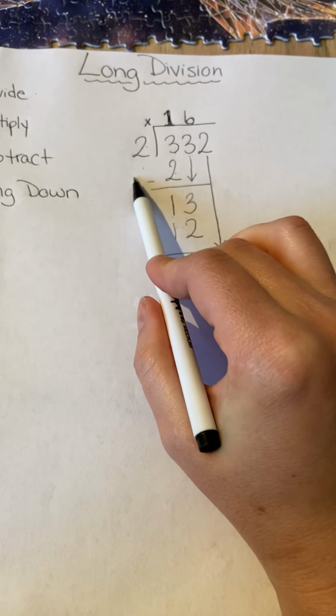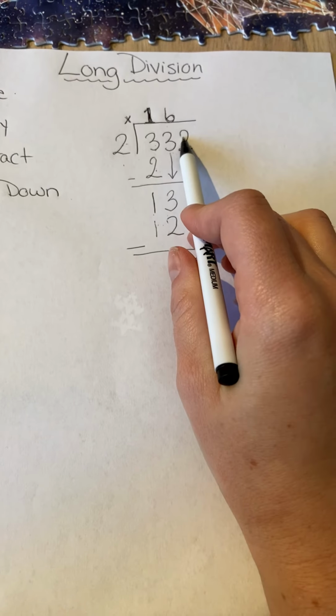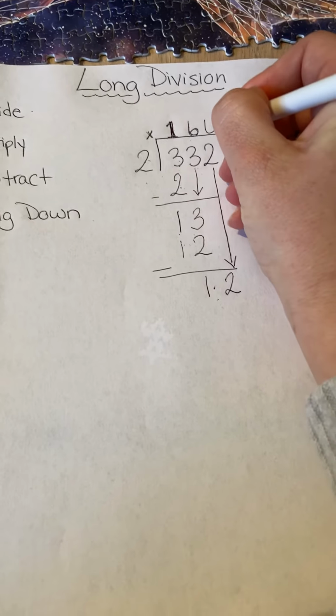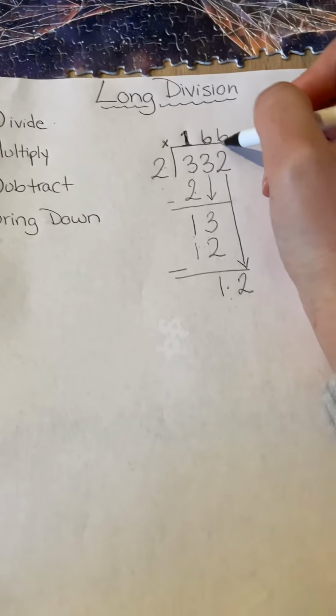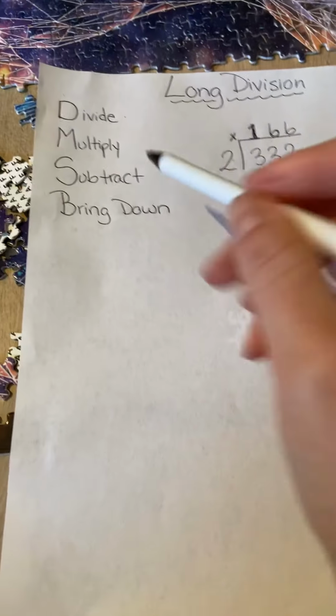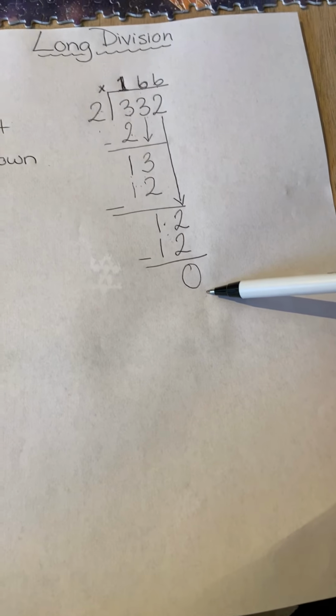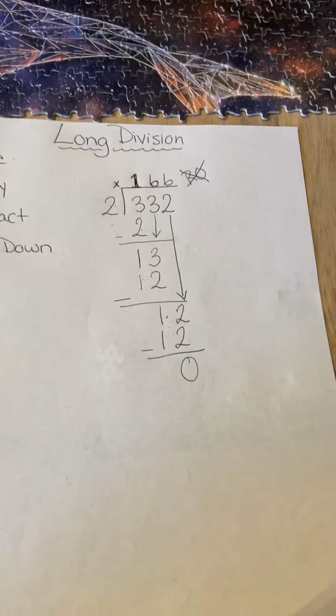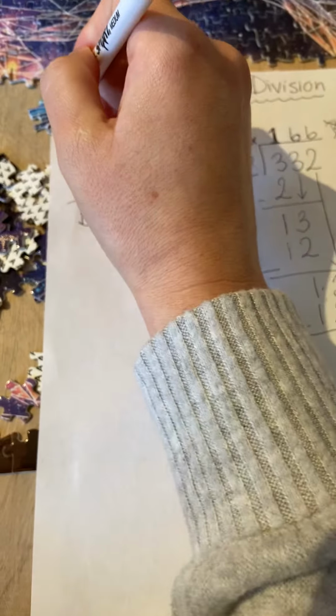12 divided by 2 is 6. Now I multiply. 6 times 2 is 12. Subtract. And I get 0. This 0 means there's no remainder. There's none left over. Now, you could write remainder 0, but you really don't need to, because that just means there's nothing left over. So these are the steps to keep in mind when you're doing your long division. All right, good luck, guys.